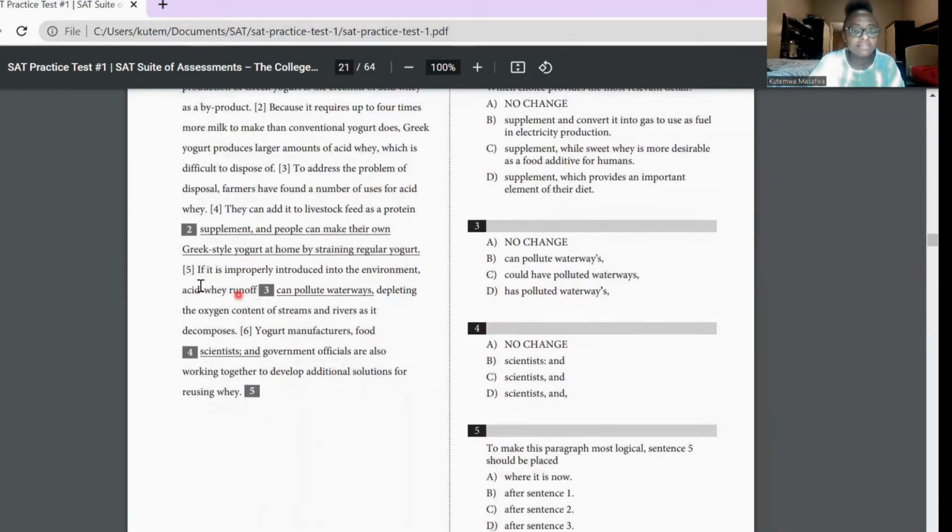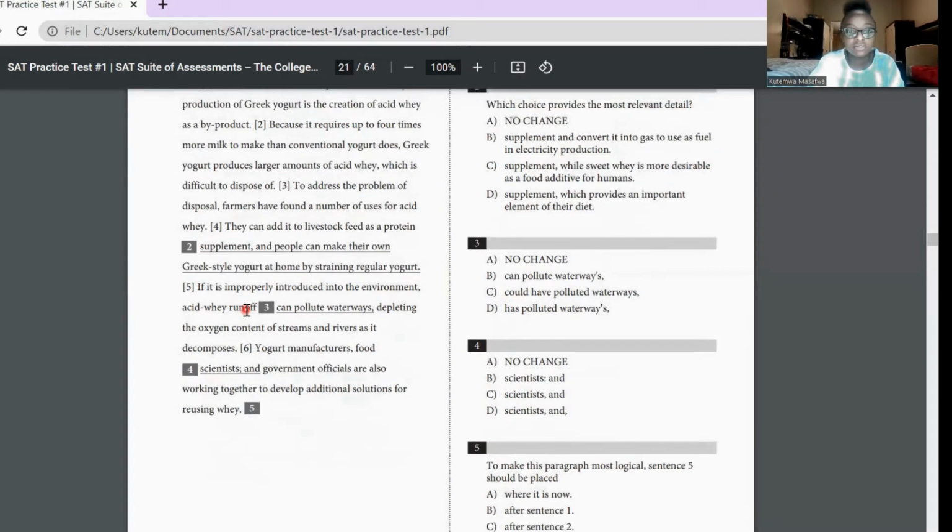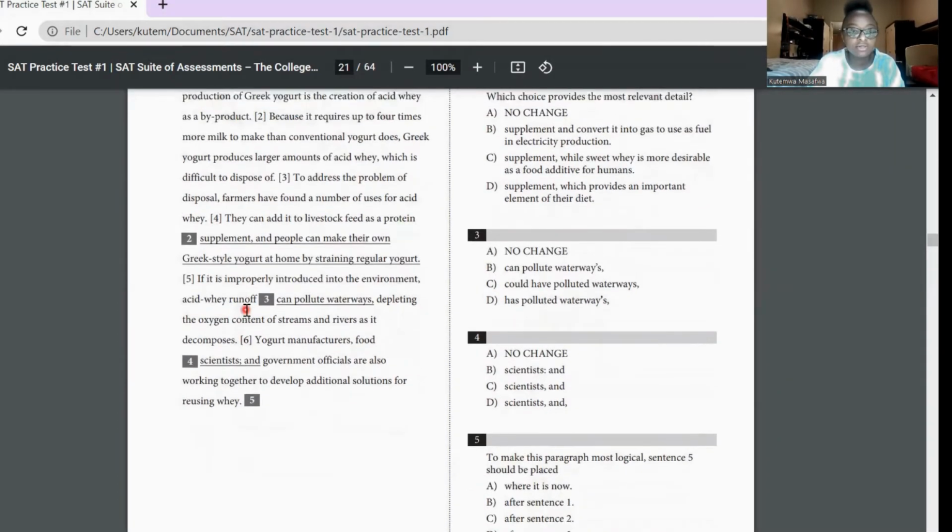If we go to sentence 5, it says, if it is improperly introduced into the environment, acid whey runoff can pollute waterways, depleting the oxygen content of streams and rivers as it decomposes. Okay, so we're looking at acid whey being introduced into the environment. So what are the options? Where it is now? Let's look at sentence 4. It says they can add it to livestock feed as a protein supplement. The sentence, just from reading, wasn't talking about it being improperly introduced.